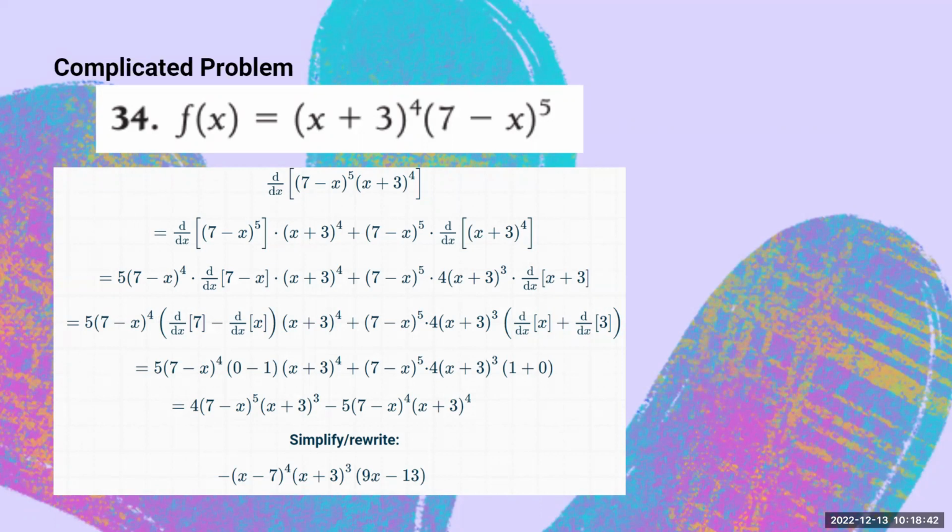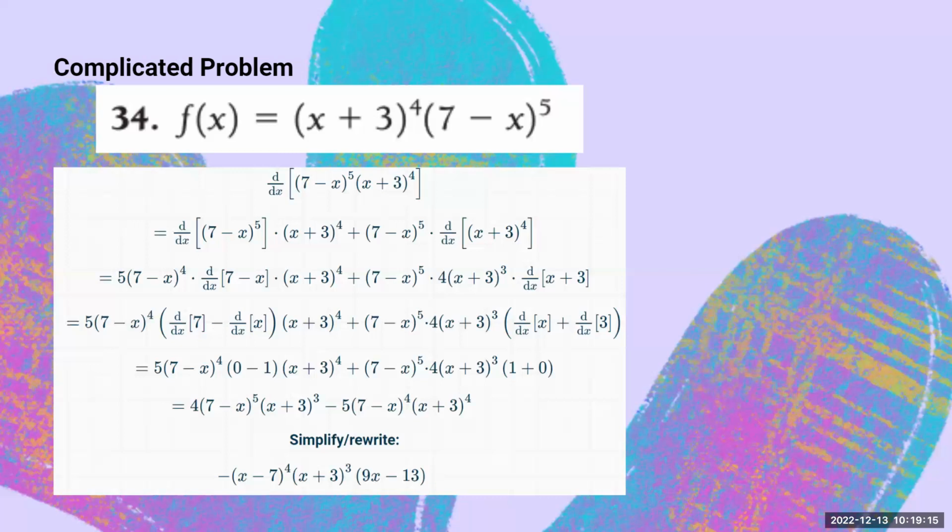So the derivative of 7 minus x to the fifth power times x plus 3 to the fourth power, then we'll have plus 7 minus x to the fifth power times the derivative of x plus 3 to the fourth power. Next, we're going to use the extended power rule, which is the power rule but fancier. And then as you see on both sides, we did 5. We took down the 5, and we did 5 minus 1, and we got 4.